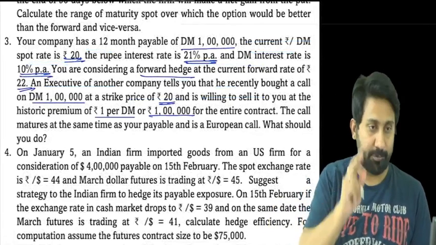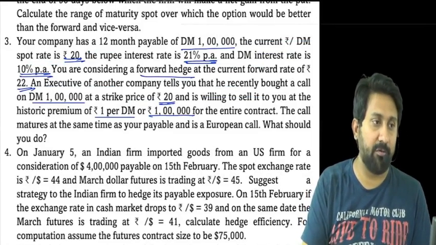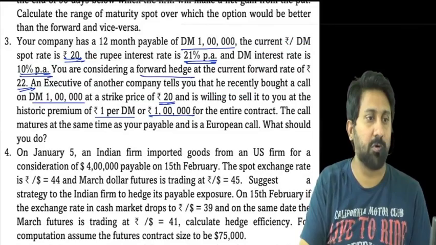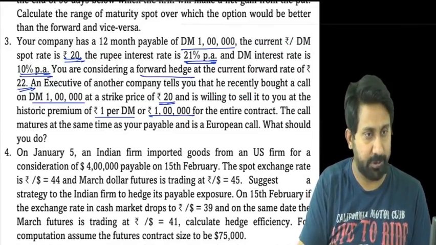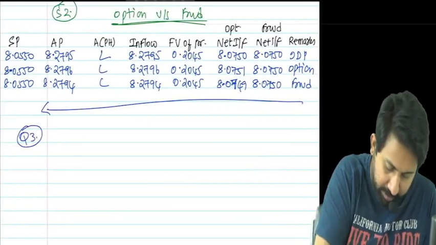We have two options now. It's a small question only. We have to work out how much outflow you will have if you go by a forward, and how much outflow you will have if you go by an option. Okay, question number 3.